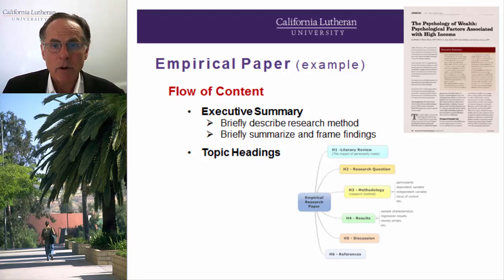Those topic headings were 1, literary review, 2, research question, 3, methodology, 4, results, 5, discussion, and 6, references. That is a very common format. Notice that there were several subtopic headings within the methodology and results sections of the paper. The headings and subtopic headings provided a clear structure and flow for the paper. Okay, now let's compare this format to the concept paper, which appears in the following 3 slides.